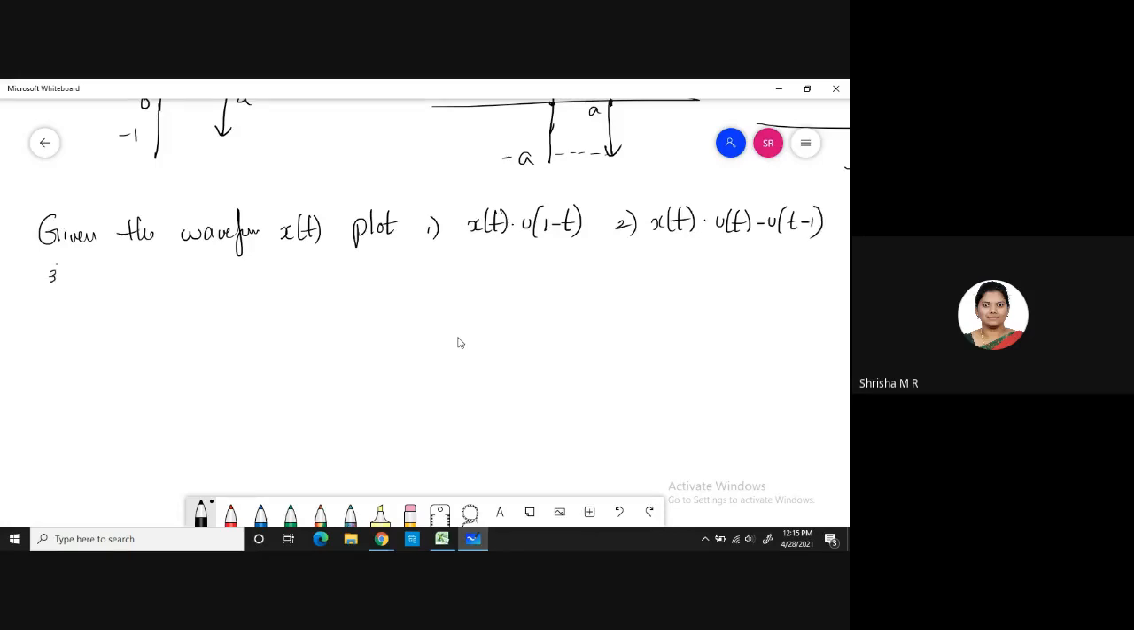Third one is you have to plot x of t into delta of t minus 3 by 2. Fourth one you have to plot is x of t into u of t minus 1. So you are given with x of t and you are asked to plot all these 4 waveforms. So let us see how our x of t looks. So this is your x of t.